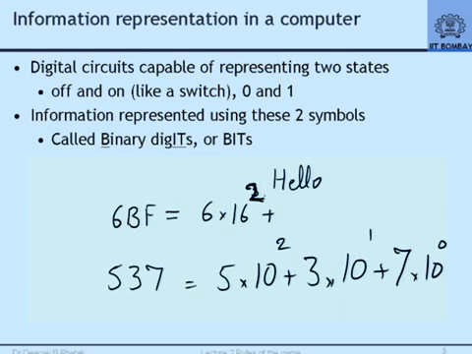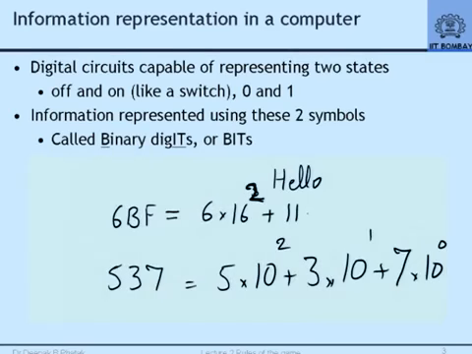16 raised to 2 plus, now B multiplied by something, but B is not something that can be multiplied. So what is the equivalent decimal value of B? Let's put it this way, 0, 1, 2, 3, 4, 5, 6, 7, 8, 9. So A is 10, B is 11. So therefore this will be 11 multiplied by 16 raised to 1 plus F. F is 15, the last symbol in a hexadecimal notation. So 15 multiplied by 16 raised to 0.